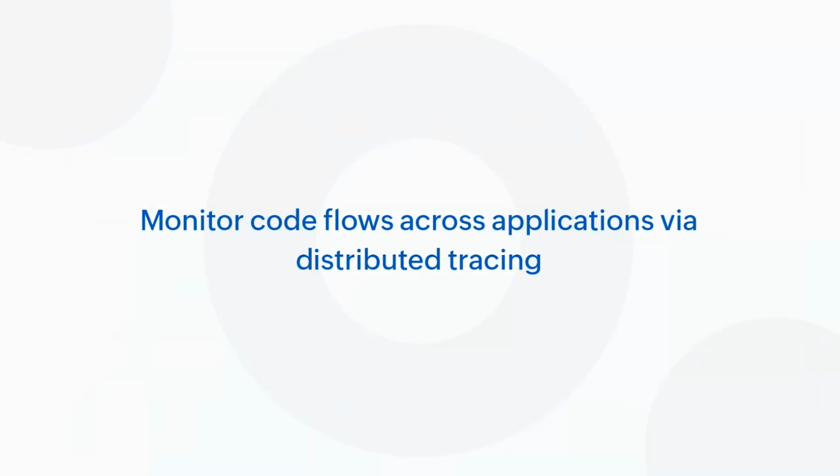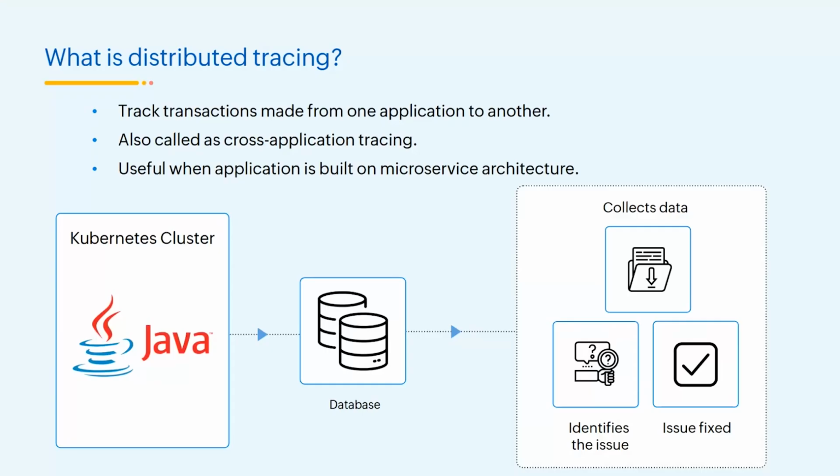Now, how to monitor the code flows across applications via distributed tracing. In this microservices architecture as shown in the image, it is necessary to monitor the transactions made between two or more applications or services. With the distributed tracing feature, we should be able to monitor these microservices, and using this, you can also track the transactions made between the two or more applications that are collecting data in between these microservices.